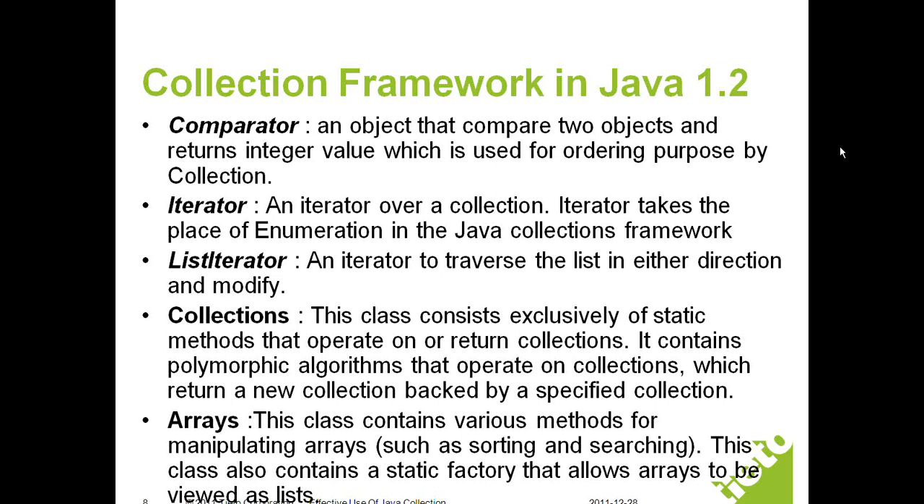Then two more classes are given by the collection framework, which are Collections and Arrays. We have Collection without S as an interface, and we have Collections with S as a class. This Collections class mainly contains static methods which are used to operate on collections, and which mainly return different collections. So you can convert from one type of collection to another, as well as get the synchronized collection from that.